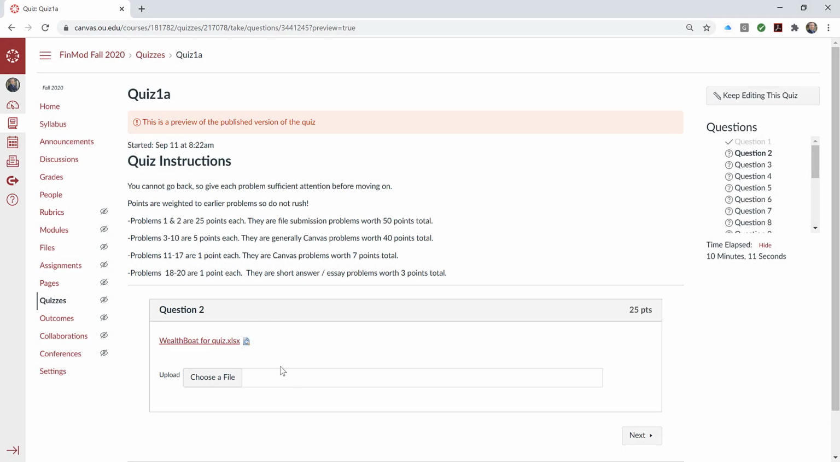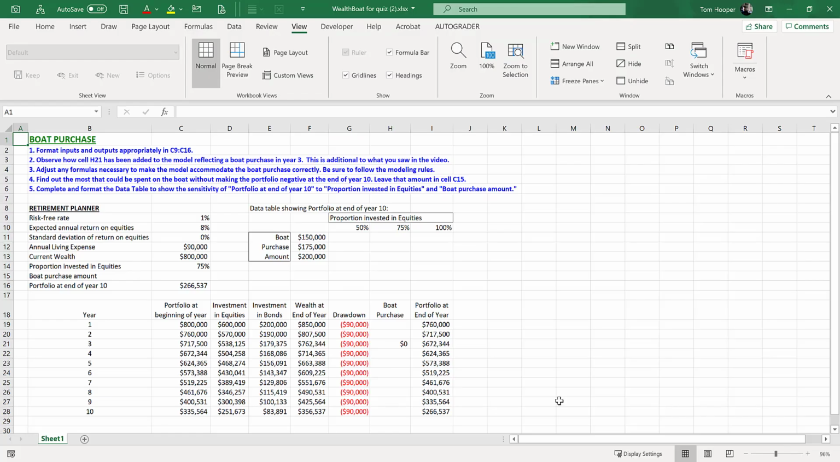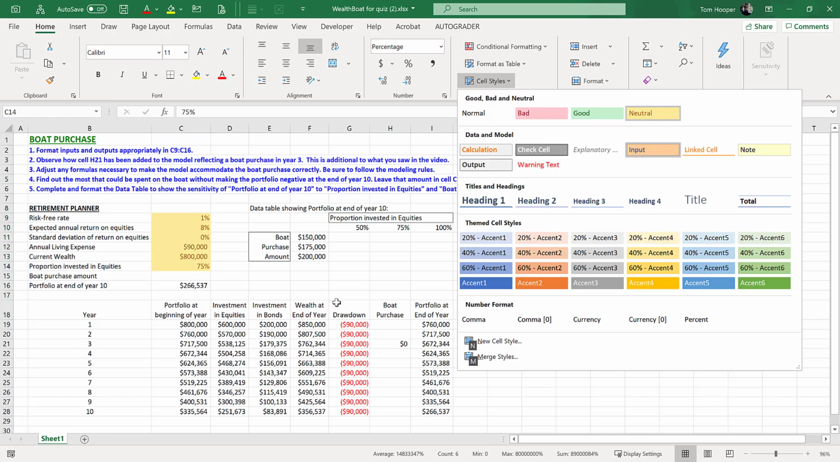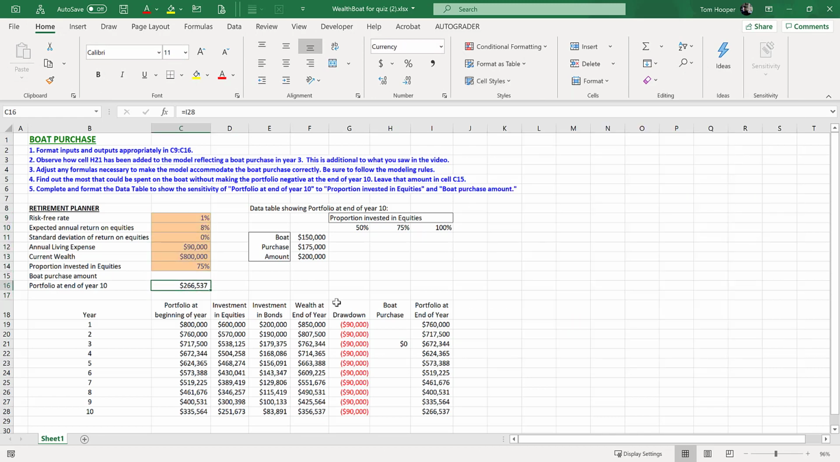Problem 2 was a wealth management question. And a lot of this was done for you. This was more of a critical thinking question and also a little bit of practice with a basic data table. The first thing we need to do is format inputs and outputs appropriately. So we know the rule. If we go through here and they're all values, there's no way they can be outputs. So they have to be inputs. And if this one is a formula, there's no way it can be an input. So we'll make it an output.